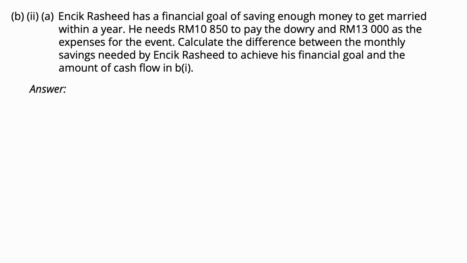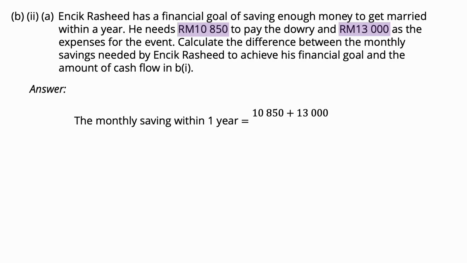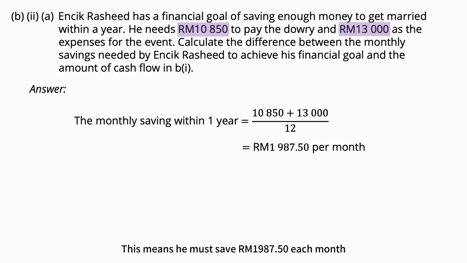B. 2a. Encik Rashid wants to save money to get married within 1 year. He needs 10,850 ringgit Malaysia for the dowry and 13,000 ringgit Malaysia for wedding expenses. The monthly saving within 1 year is the sum of 10,850 and 13,000 divided by 12 months, which equals 1,987.5 ringgit Malaysia per month. This means he must save 1,987.5 ringgit Malaysia each month.